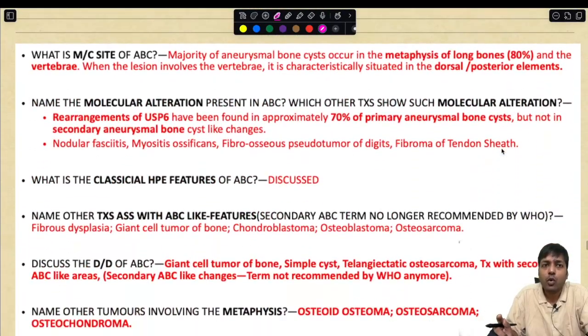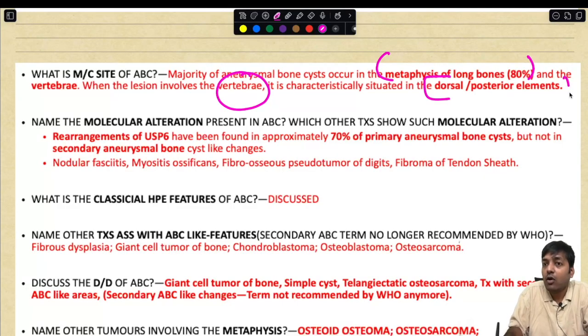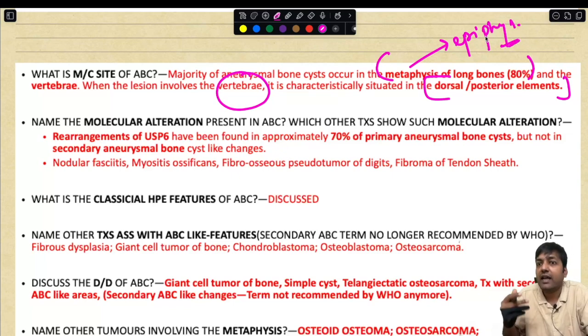So what is the most common site of aneurysmal bone cyst? The majority of aneurysmal bone cysts arise in the metaphysis of long bones and the vertebra. When the lesion involves the vertebra, it involves the dorsal or posterior elements only. So this is the first point of difference from GCT. Giant cell tumor arises in the epiphysis, whereas aneurysmal bone cysts arise in the metaphysis.